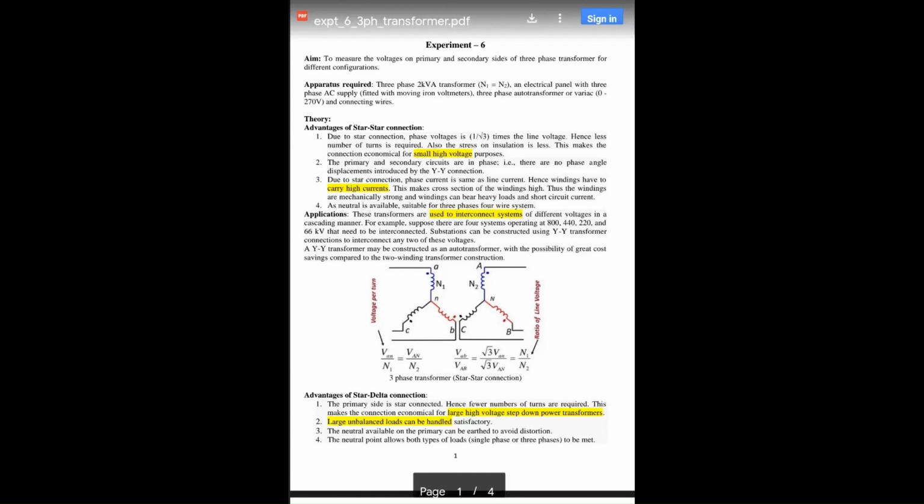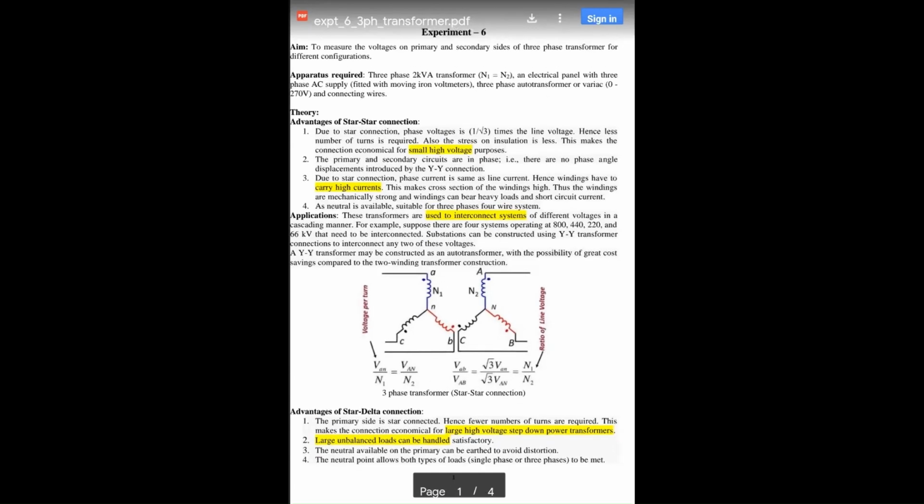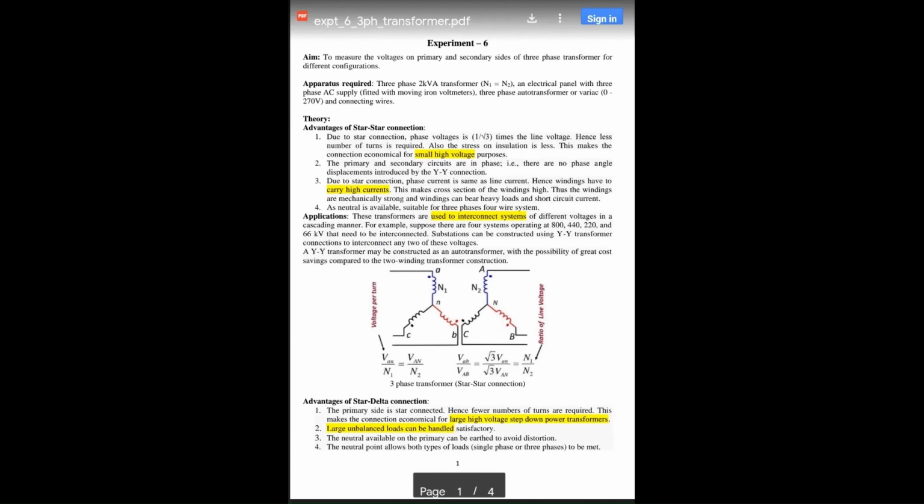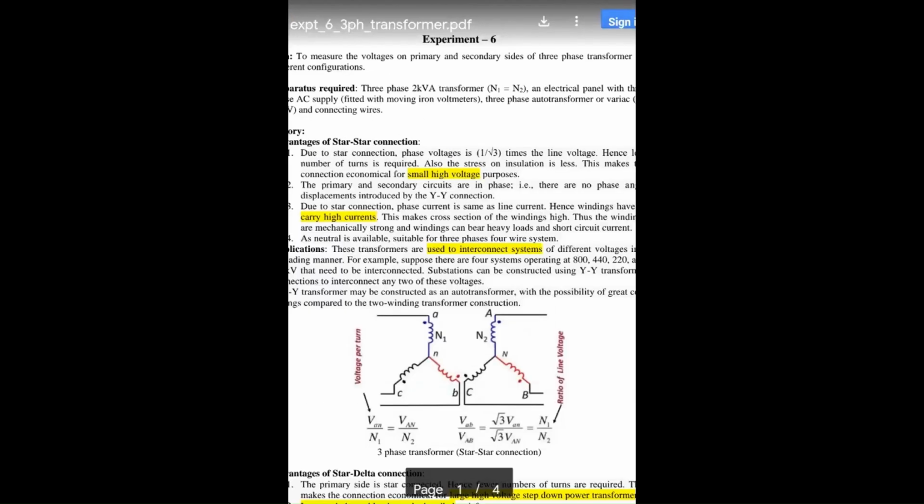So let these windings be N1 and N2. If N2 is more than N1, then it is a step-up transformer, and if N1 is more, then it is a step-down transformer. And if the number of turns of the transformer are the same, as in this case, you can see, then it becomes an auto transformer. The auto transformer configuration exists in single phase transformers as well as in three phase transformers.